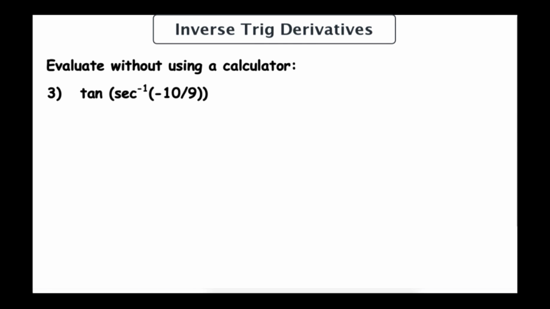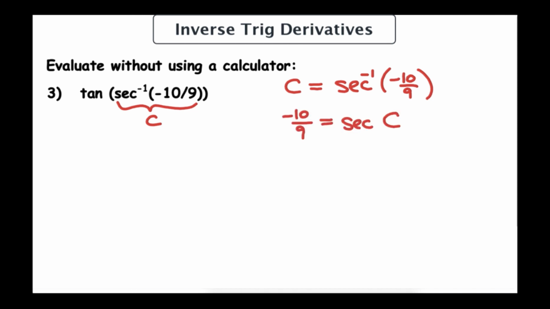Okay, no calculator, evaluate this. Again, just like before, we're going to keep to our methods. We're going to call that C. I'll write a note to self: C is the inverse secant of negative 10/9. Well, let's get rid of the inverse. So the secant of C would be negative 10/9. Again, we're just switching places between the x's and the y's, or in this case, the C and the negative 10/9. That gets rid of the inverse symbol. If the secant of C is negative 10/9, let's use some reciprocal golden sheet. That means that the cosine of C will be negative 9/10.